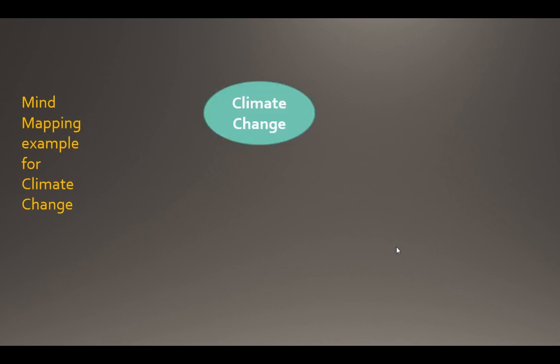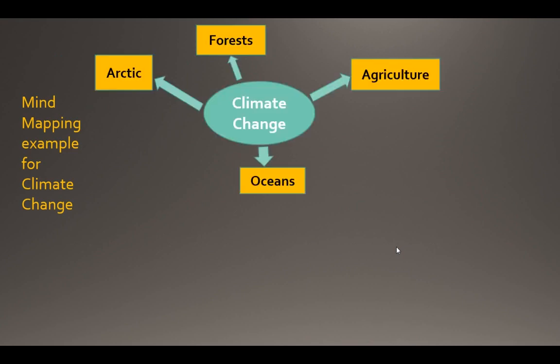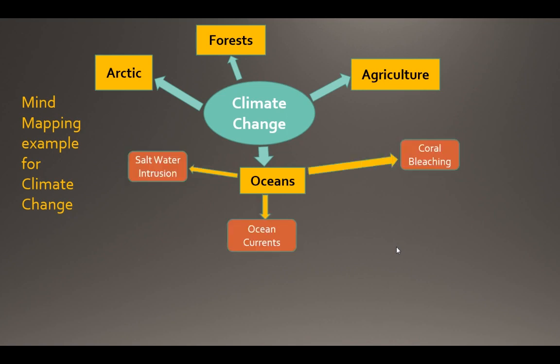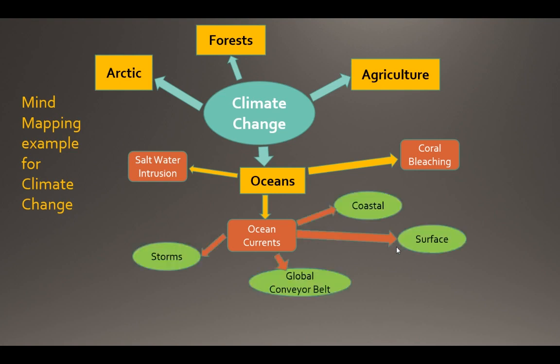So you start with climate change, for example, and now you begin to look at related subjects. But you're most interested in oceans, so you pursue that. Now, from your background reading, you know that coral bleaching, ocean currents, and seawater intrusion are all very important subjects within oceans and the effect of climate change. But you're most interested in ocean currents. So you think about all of the things that you read about ocean currents and what might be affected by climate change. Creating more storms, the global conveyor belt, coastal and surface currents.